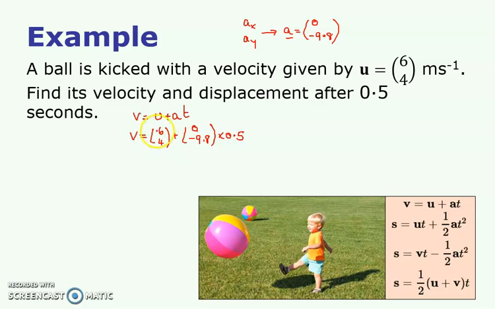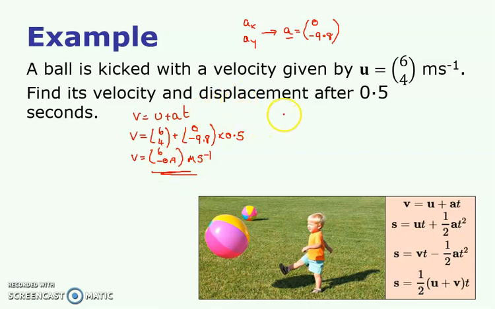it won't surprise you to learn that v will be 6 there, because 0 times anything is 0. This effectively becomes minus 0.9, because it's 6 minus the 4.9 we get by doing this sum. And that's my answer: 6 in the x direction, minus 0.9 in the y.